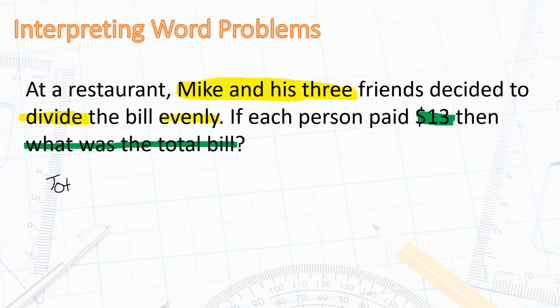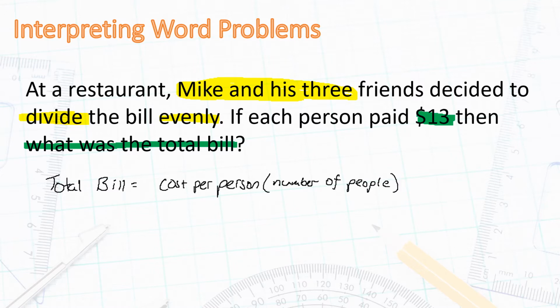The total bill will be equal to cost per person times number of people, or another way to think about it would be total bill over number of people. So they say, we're going to take the bill and split it evenly.